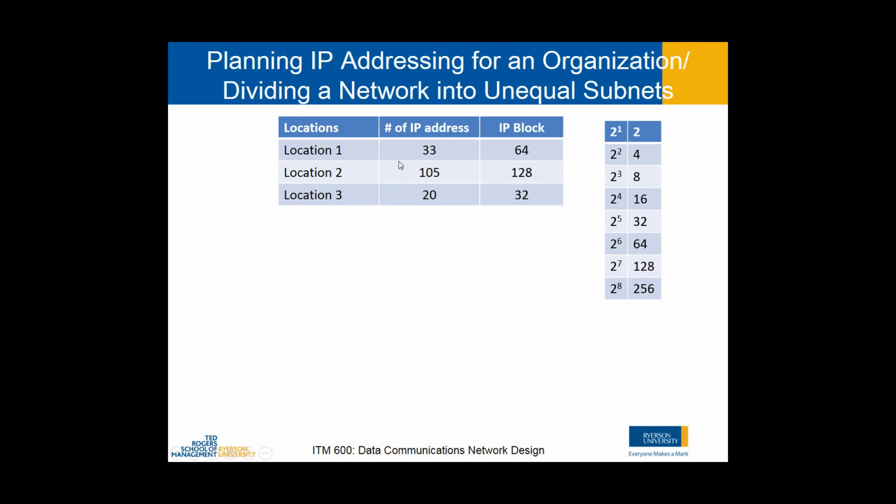For location 1, the IP address block that we can use is a 64 IP address block, even though we need 33 IP addresses. For location 2, we have to use a 128 IP address block, even though we need only 105 IP addresses. For location 3, we have to use a 32 IP address block, even though we need 20 IP addresses.